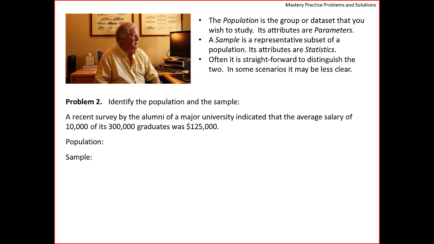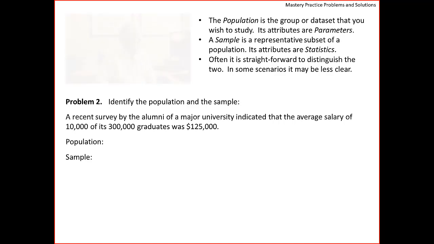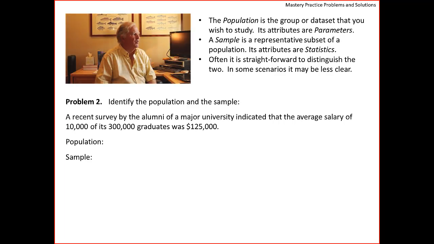Problem 2 says identify the population and the sample. It says a recent survey by the alumni of a major university indicated that the average salary of 10,000 of its 300,000 graduates was $125,000. Let me fade away again. Okay, we're back. And I believe problem 2 is also straightforward. Again, there's that word survey. Survey indicates that a sample was taken. We just have to figure out where it was.